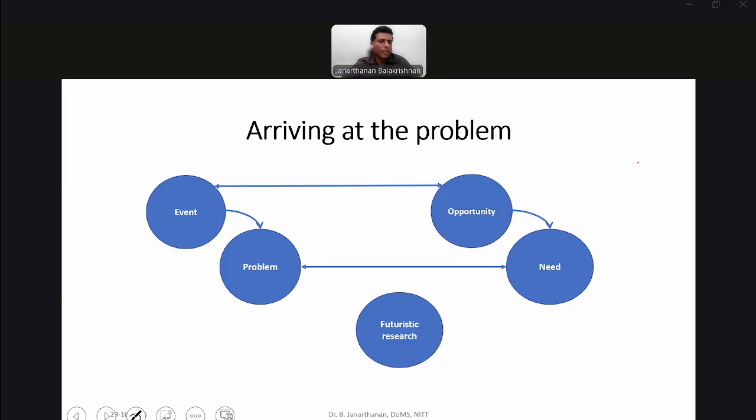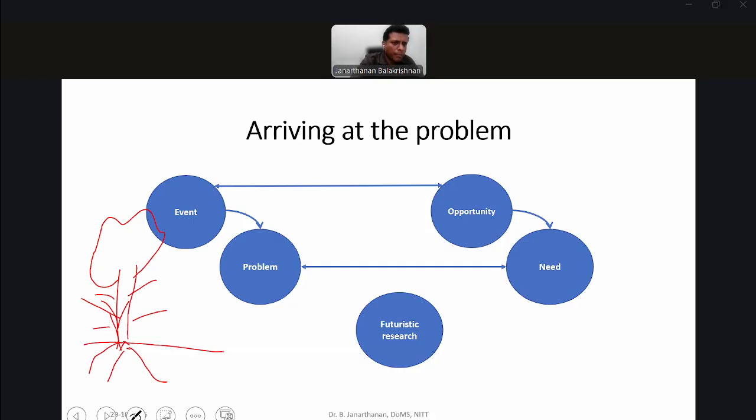For example, an employer firing 100 employees is an event. A fire accident is an event. A political party winning the election is an event. So everything is an event. An event is supposed to be a root. A root has multiple branches while it grows. The roots have multiple branches.